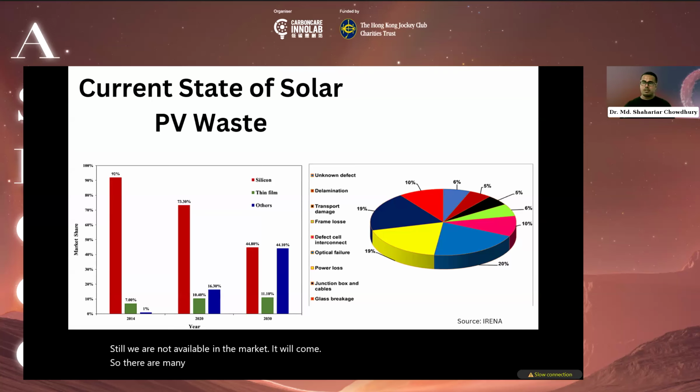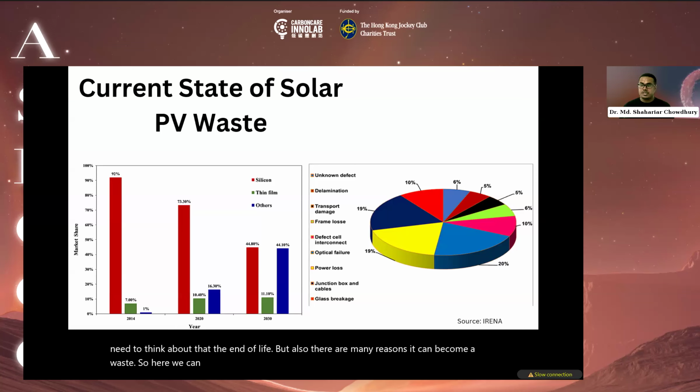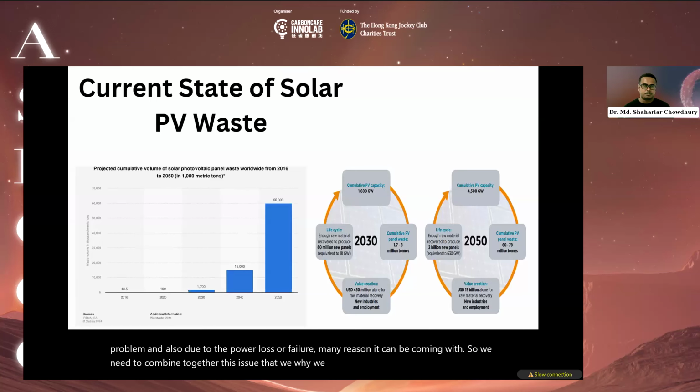Earlier, my colleague also mentioned solar PV. We don't only need to think about solar PV end of life, but there are also many other reasons it can become waste. Here we can see transportation, natural disasters, manufacturing problems, and also power loss or failure. There are many reasons it can become waste. So we need to combine these issues to explain why we need solar PV recycling.